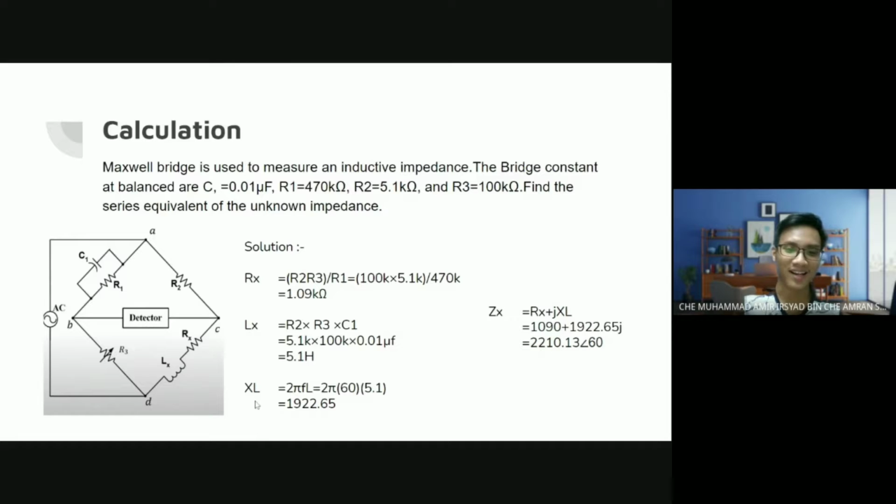Then we calculate the XL, which is 2 pi times frequency times inductance. 2 pi times 60 times 5.1. The answer is 1922.65. Then we calculate Zx, the unknown impedance. Zx is Rx plus jXL. This is the value, so we can calculate it with a calculator. This is the final answer.